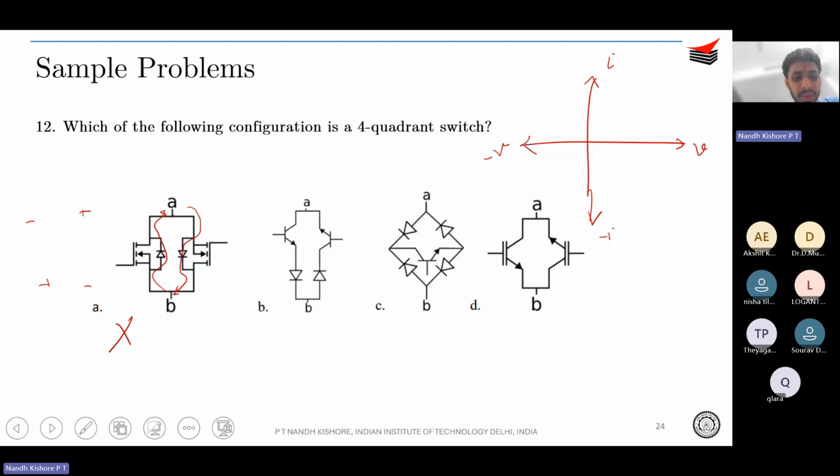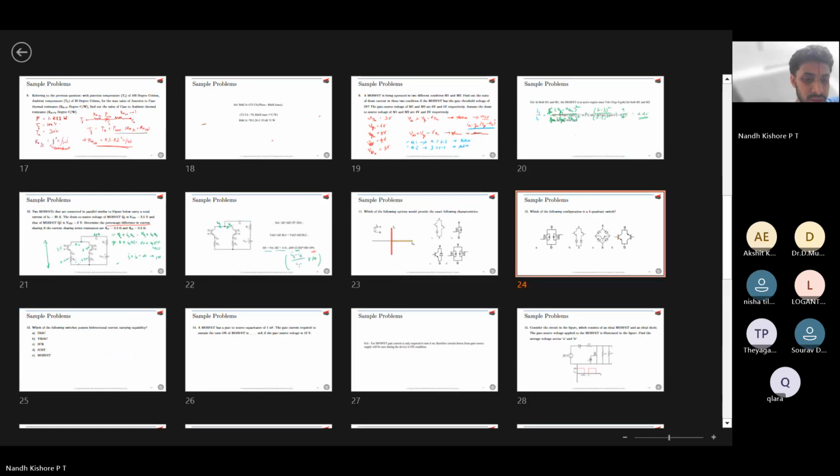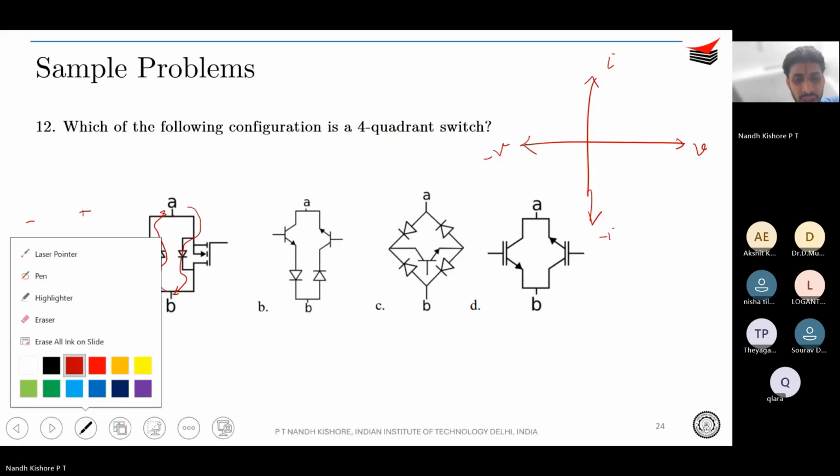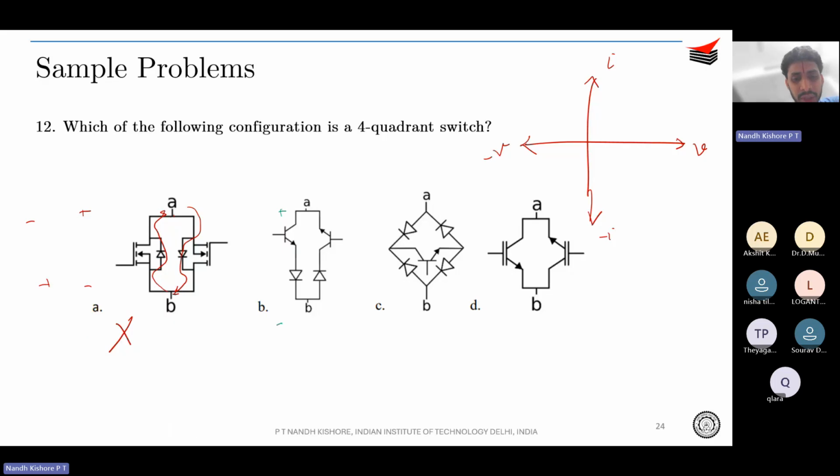And what about this? We just saw this device in the previous question. It can block positive voltage from A to B. It can conduct positive current from A to B. And it can conduct negative current from B to A. And it can block negative voltage from B to A. By using these BJTs as the controlling devices, and you have series diodes. So this is of course a 4-quadrant device.